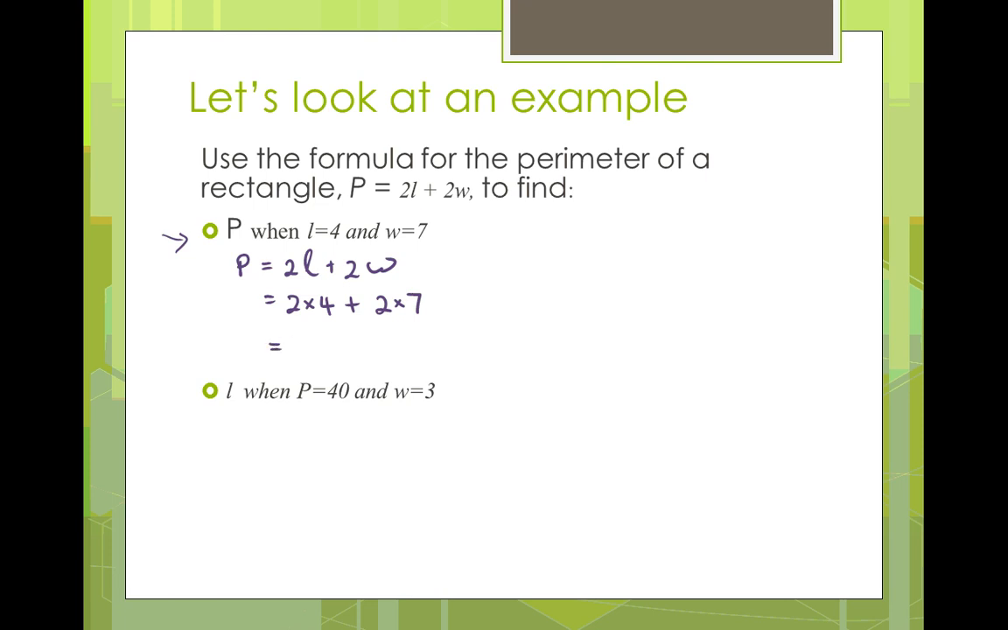Now we evaluate, or we work out the answer. Of course, using BODMAS, we know that we need to multiply these two together, get those answers, and then finally add them together. So we've got 8 plus 14. So in this case, our perimeter is 22. So that's the first one done. The second part, we have to find L this time. We have to find the length when they've given us the perimeter and the width.